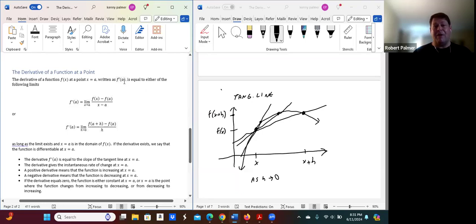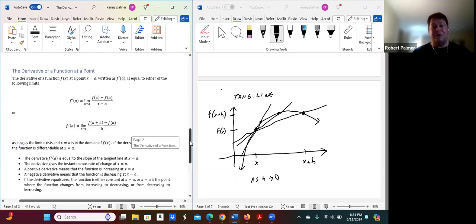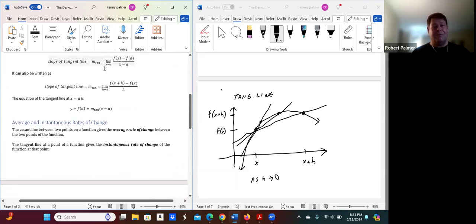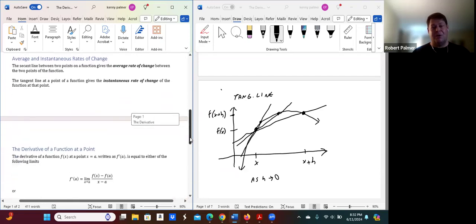It's read f prime of a, and that's called the derivative of f at a, which is equal to either one of the following limits. And this is the same thing we just showed you here. These are the same limits we just had for the slope of a tangent line. Also, it's called m tangent. Slope is also called m.